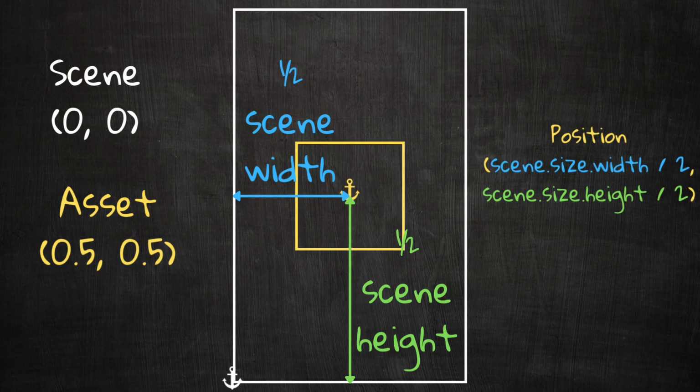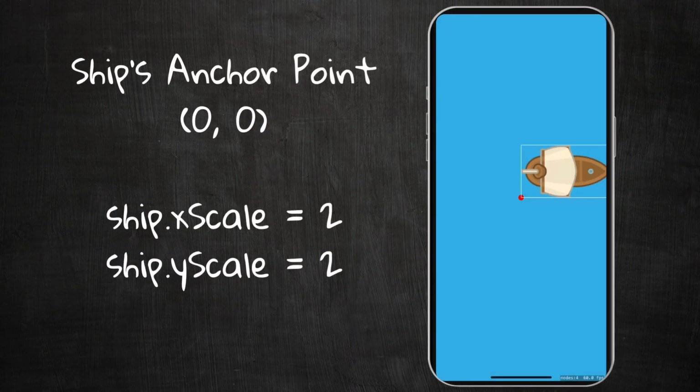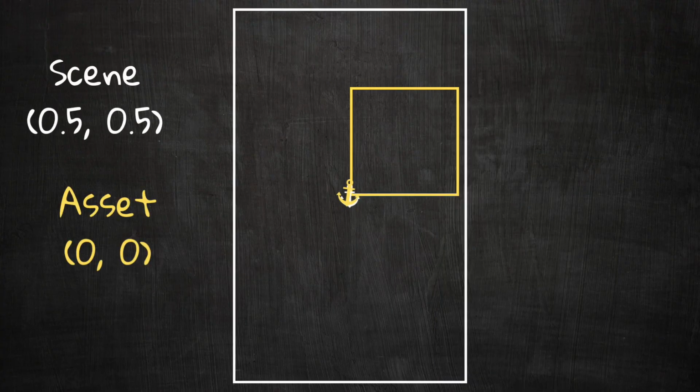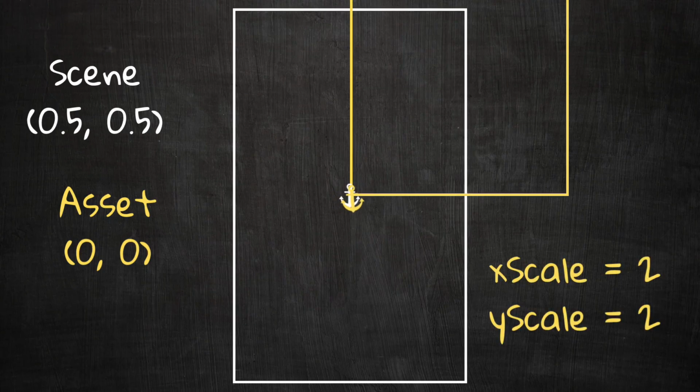What we should also point out here is that scaling is also affected by the anchor point. For example, when you have an asset with anchor point set to 0, 0, and you double its size using scaling, scaling is done relative to the anchor point. So in this case, the node will grow upward and rightward from that bottom left corner.